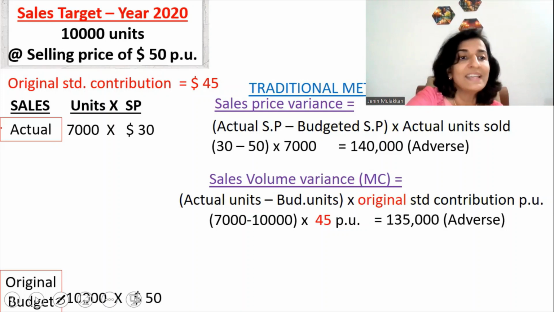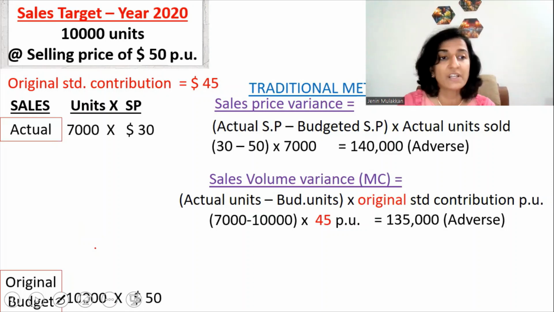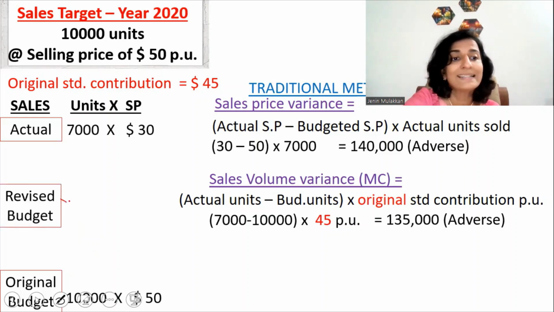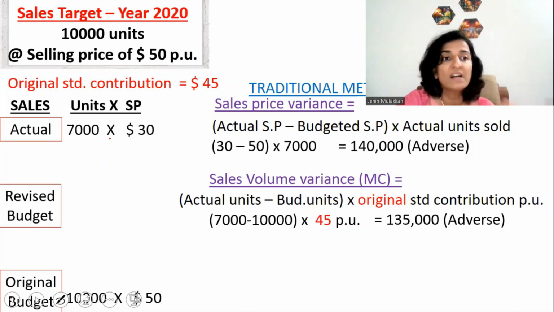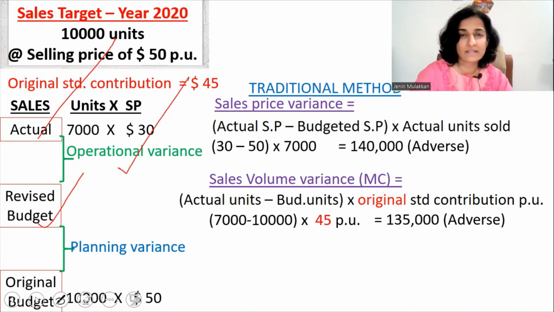So what I'm going to do is, instead of comparing the actual with the original budget, we have to compare it with the revised budget. So I'm going to place the revised budget in the center. What is to be done? The actual has to be compared with the revised budget. Only then the evaluation will be proper. Now, when we compare the actual results with the revised budget, it is known by the name operational variances. What do you mean by operational variances? All the variances that have resulted because of the operations of the company or because of the efficiency or inefficiency of the sales department. That is basically due to factors that were controllable.